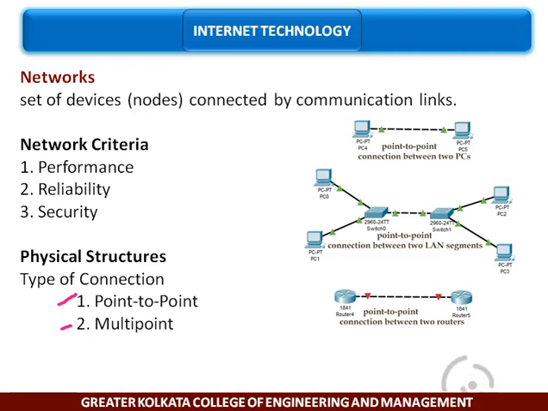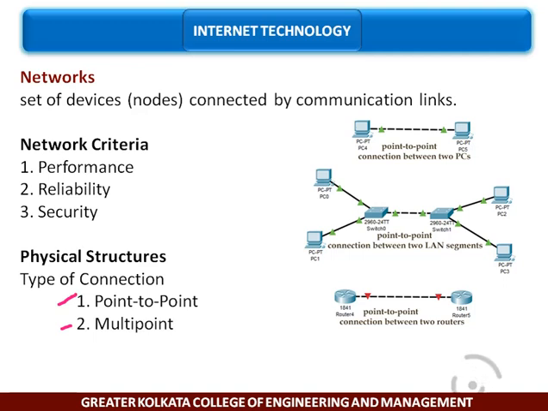A point-to-point connection provides a dedicated link between two devices. The entire capacity of the link is reserved for transmission between those two devices. Most point-to-point connections use an actual length of wire or cable to connect the two ends, but other options such as microwave or satellite links are also possible.